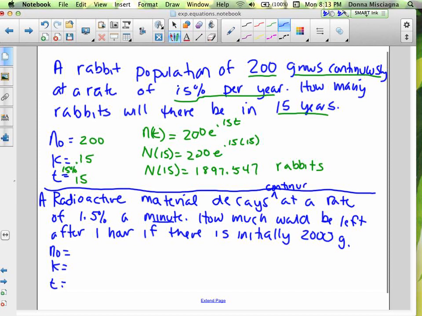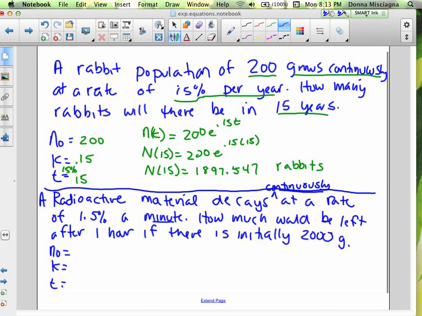All right, so this isn't going to be continuous exponential growth and decay unless we see the word continuous. And I meant to put in the word continuously. So somehow it got lost. So let's add continuously. So a radioactive material decays continuously at a rate of 1.5% per minute. How much would be left after 1 hour if there's initially 2,000 grams?